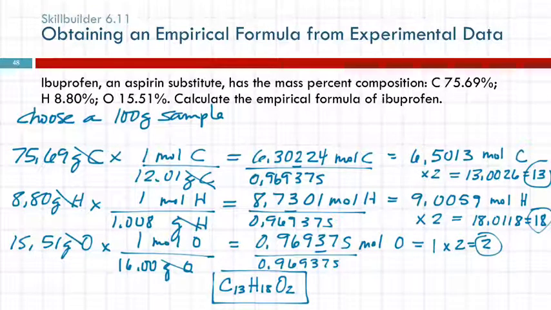Any other questions? Yes? Is the empirical formula that can't be simplified anymore? Yeah, this cannot be simplified. A ratio of 13 to 18, there's no common factors. This is the lowest ratio. You'll always get the lowest ratio of subscripts doing it this way.